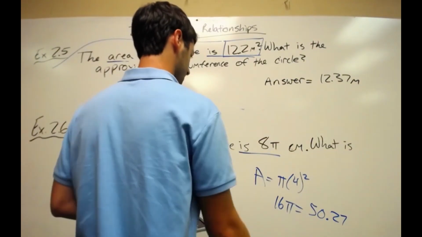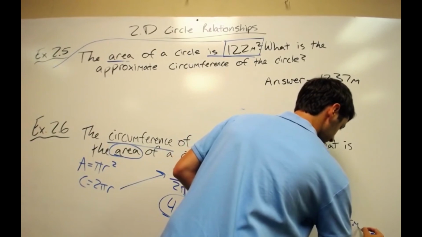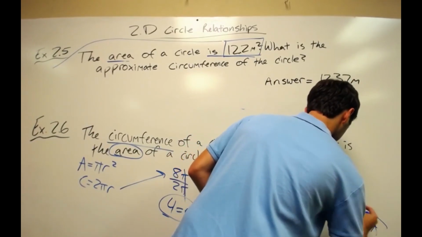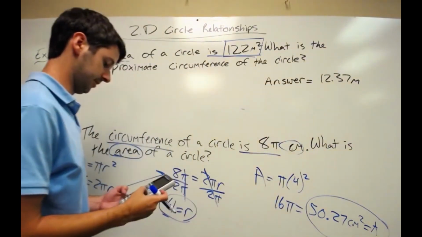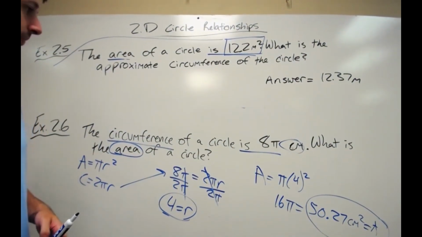The measurement, let's see, is centimeters. Centimeters squared. Always remember to put your measurement. Got to know what you're measuring. Centimeters, meters, inches. Got to know what it is. But that is circle relationships, and that concludes lesson 2.